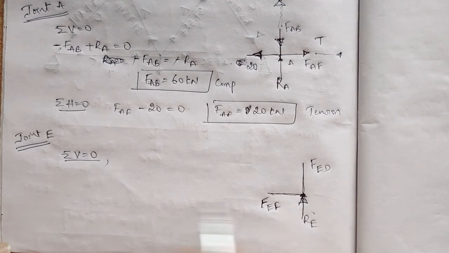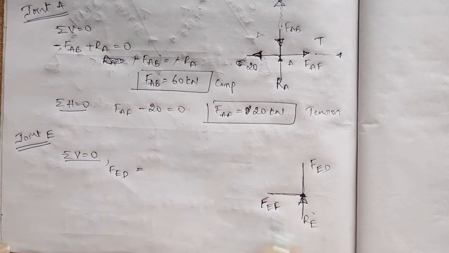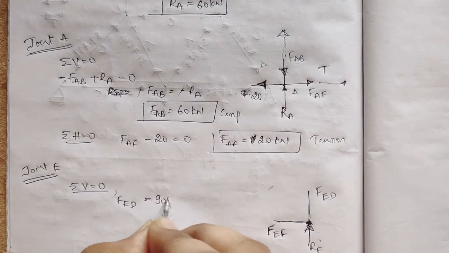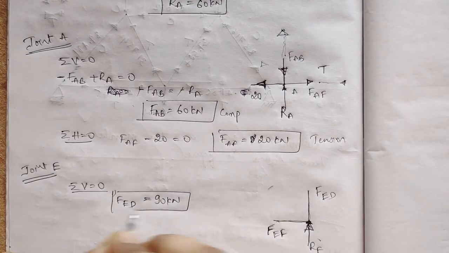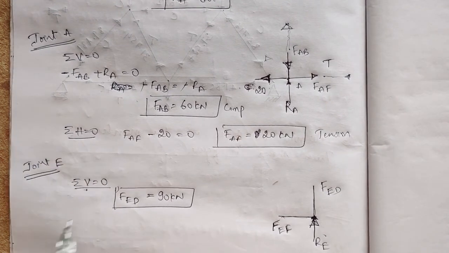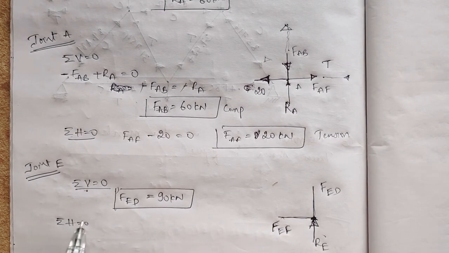When I do that, FED will be directly equal to the RE force of 90 kilonewton, already considered. So FED is 90 kilonewton, no need to solve again and again. FED is 90 kilonewton when we take summation of vertical force equal to 0. Now summation of horizontal force is equal to 0. What would it come?